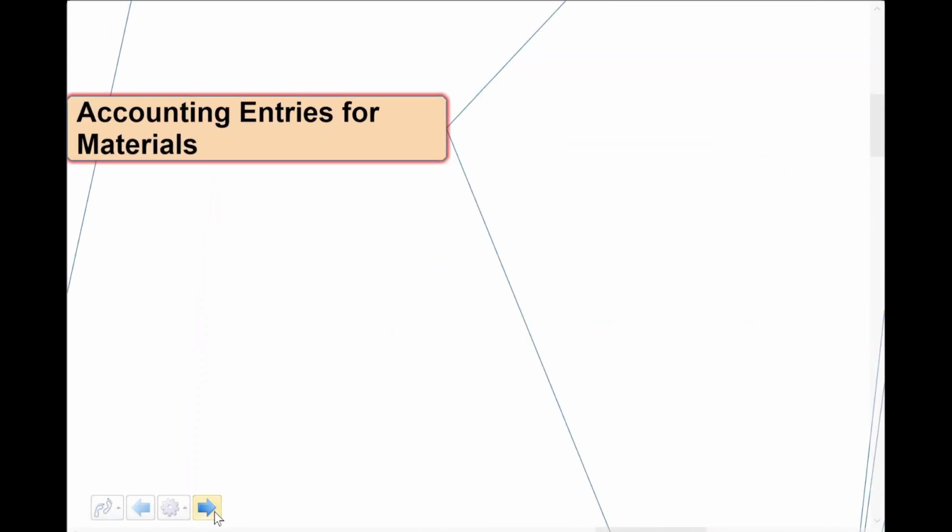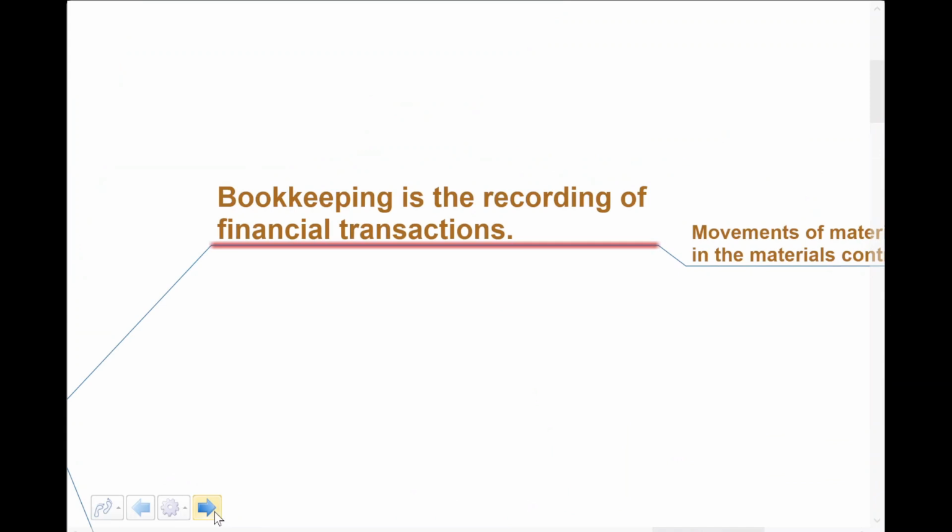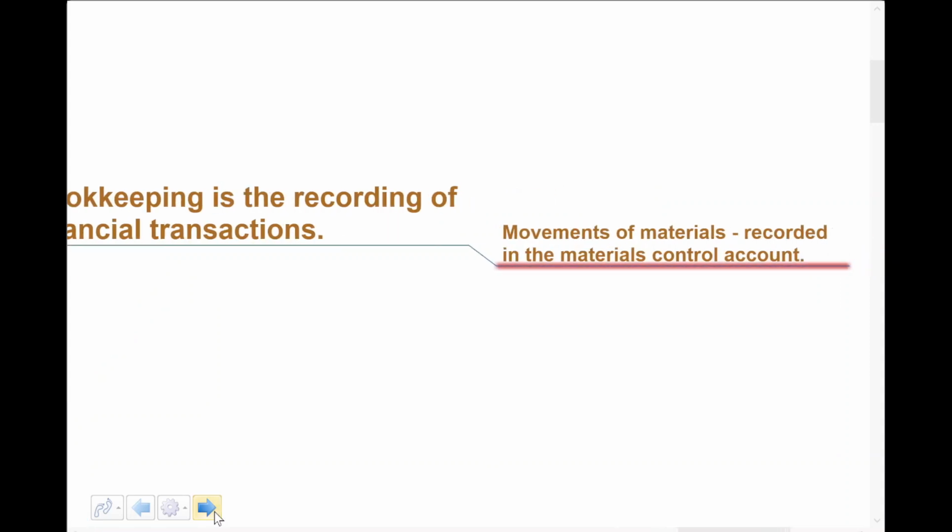Let's move on from there in terms of accounting entries. Now, certainly in my experience of teaching MA, double entry or debit and credit isn't the top priority, but certainly an understanding of bookkeeping is. We're talking about simply the recording of transactions. So really, when we think about materials, we're talking about the recording effectively in the materials control account.